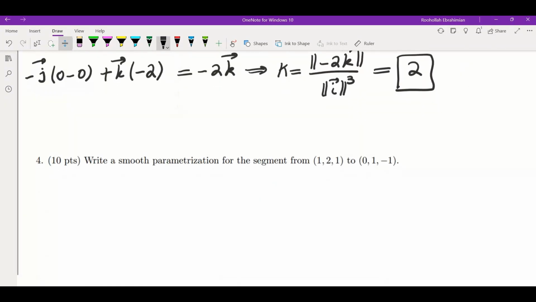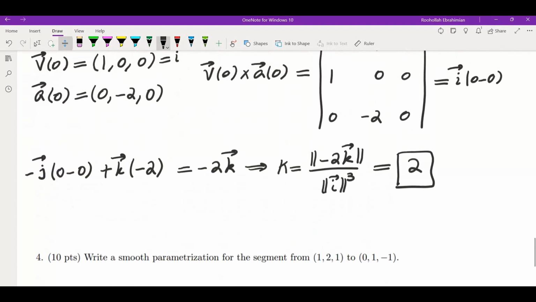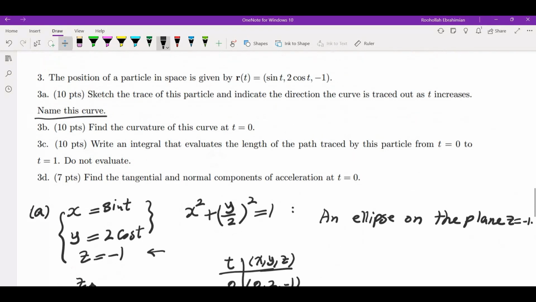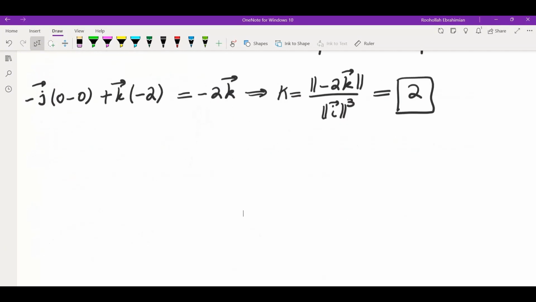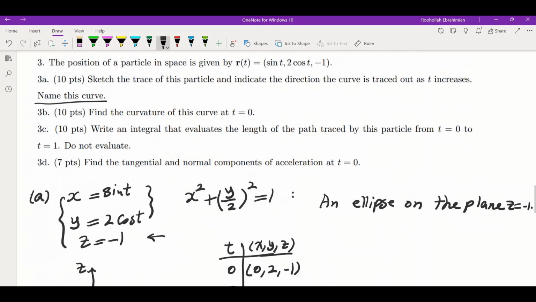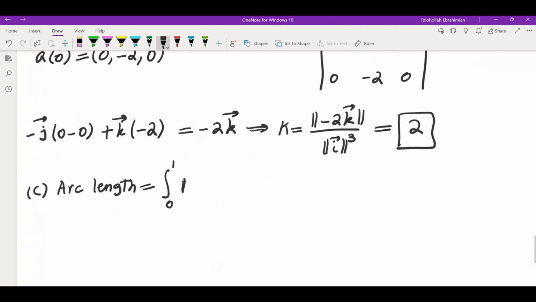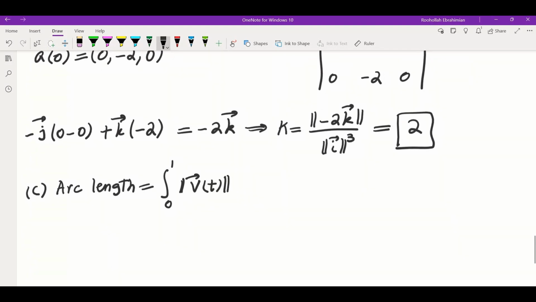Okay, so let's now look at the next part of this problem. Write an integral that evaluates the length of the path traced by this particle from t equals 0 to t equals 1 and do not evaluate. So all we've got to do is to substitute into the arc length formula what we were given. So arc length is equal to the integral from 0 to 1, because they said from t equals 0 to t equals 1. And then we're going to have to take the magnitude of velocity. So this is our answer.